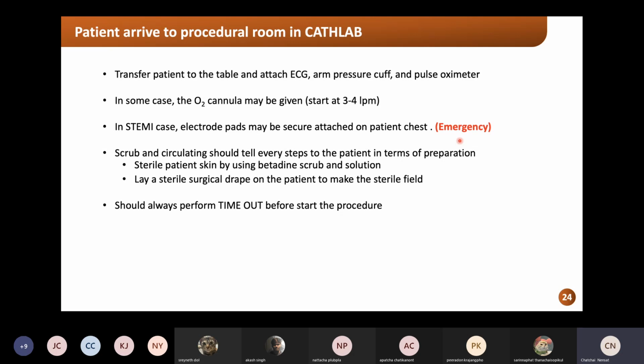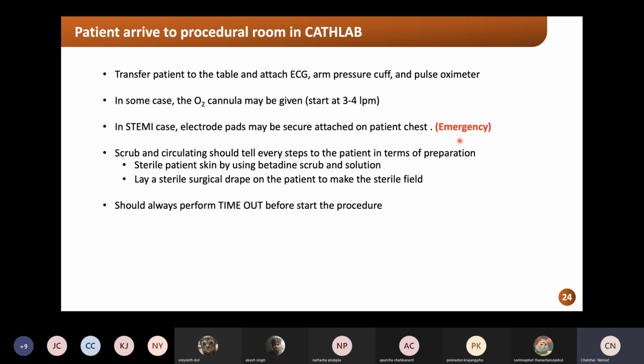before starting the procedure, you can shock right away when you see VT and VF on the patient. But anyway, you have to follow the doctor's order, right? You don't have the right to hit the shock button by yourself.